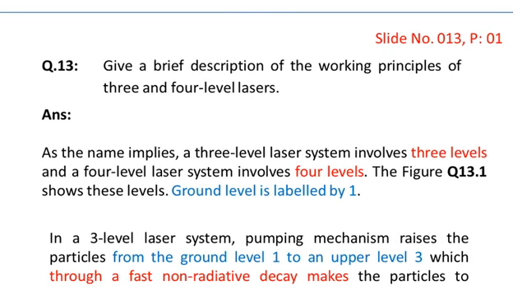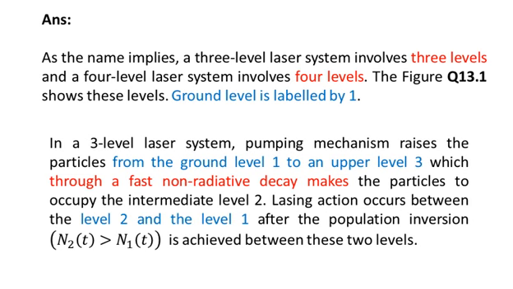Question: give a brief description of the working principles of 3 and 4 level lasers. Answer: as the name implies, a 3-level laser system involves 3 levels and a 4-level laser system involves 4 levels. The figure in question number 13.1 shows these levels. Ground level is labeled by 1.